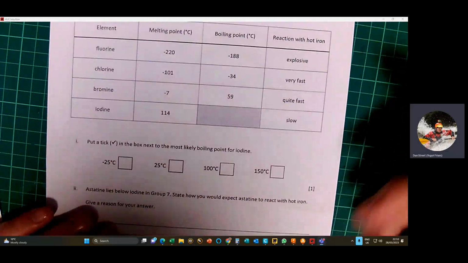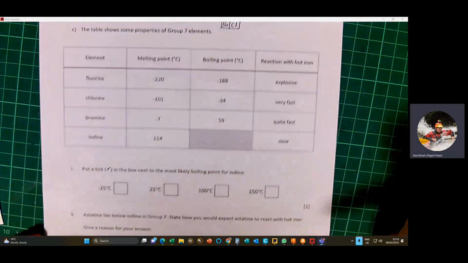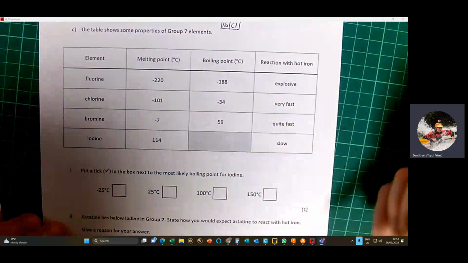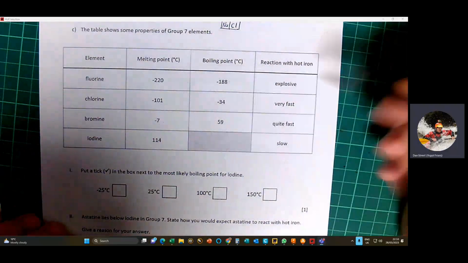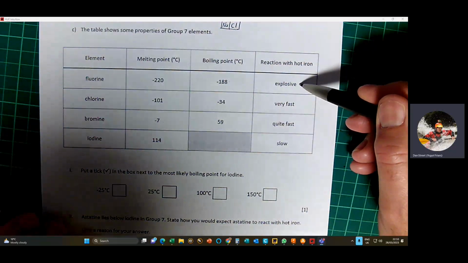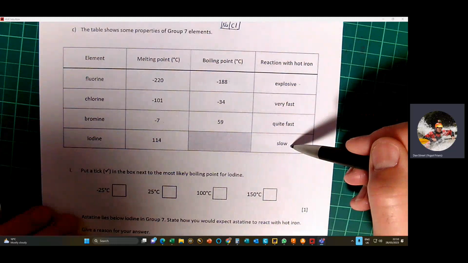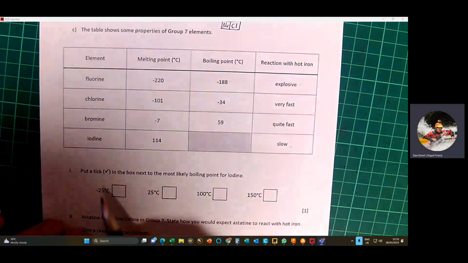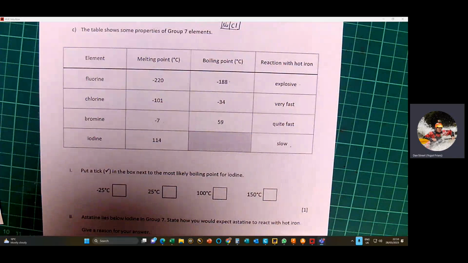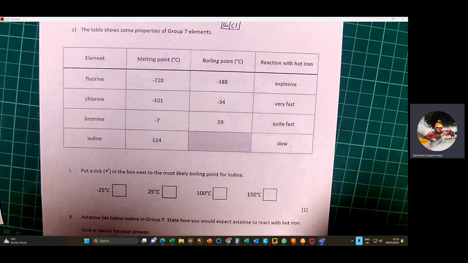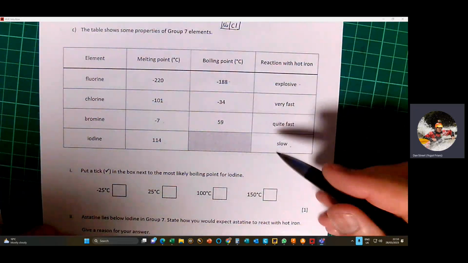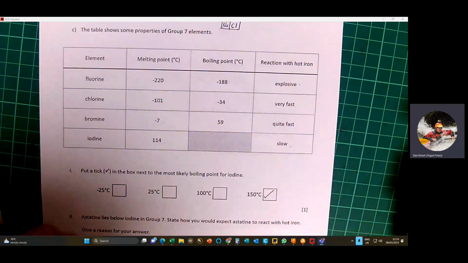Okay. Now, this is a table about trends in elements. Okay, so if we have a look down the melting point, we'll notice that the melting points are increasing, as are the boiling points. The reactivity, however, is decreasing, because we start with explosive fluorine, and we end up with very slow reacting iodine. Okay, so if we have a look at the question, it says put a tick in the box next to the most likely boiling point for iodine. Okay, so we can see that the boiling points are actually increasing as we go down here, and the most likely one is 150 degrees Celsius.